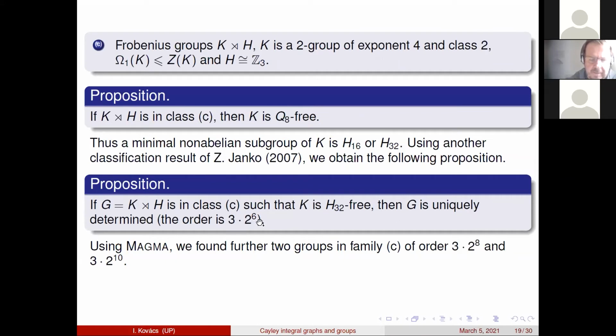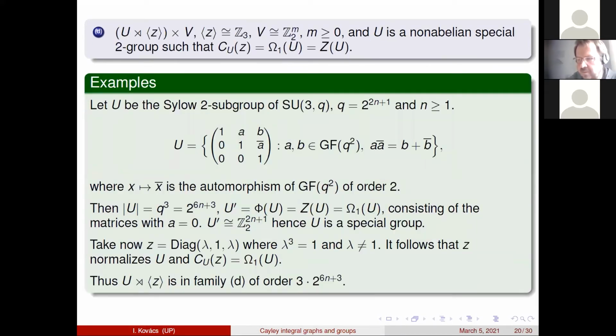Besides this, we also played a little bit with Magma, and we found two further small groups in family C. One is of order 3 times 2 to the 8, the other is 3 times 2 to the 10. And that's all I can say about class C. And class D is more interesting, I think, because we have an interesting example here.